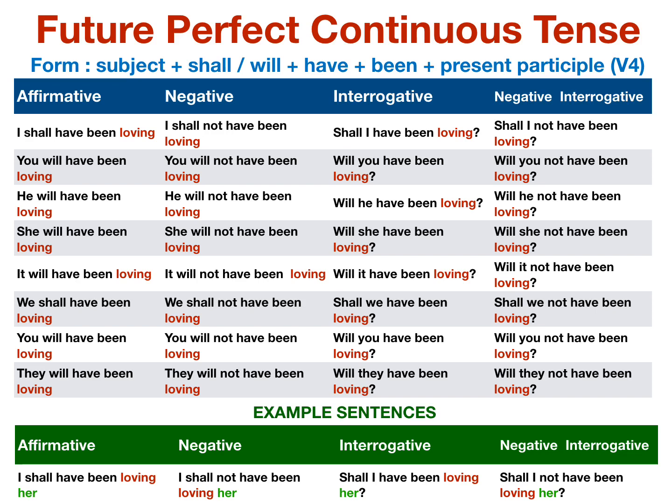They will have been loving. They will not have been loving. Will they have been loving? Will they not have been loving? Example sentences. I shall have been loving her. I shall not have been loving her. Shall I have been loving her? Shall I not have been loving her?